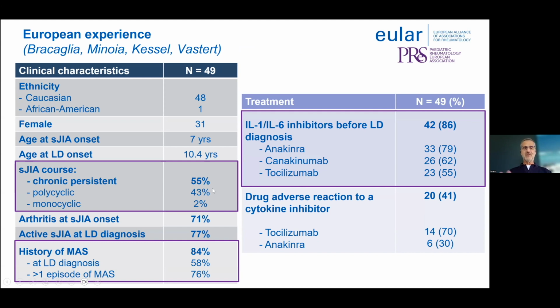Children, in this case, with quite refractory disease. A substantial number of them already had a history of MAS, so it means that these were patients with very active and severe disease. Here, some of the patients, the majority but not all, were exposed to anakinra or canakinumab or tocilizumab, so to targeted therapy.